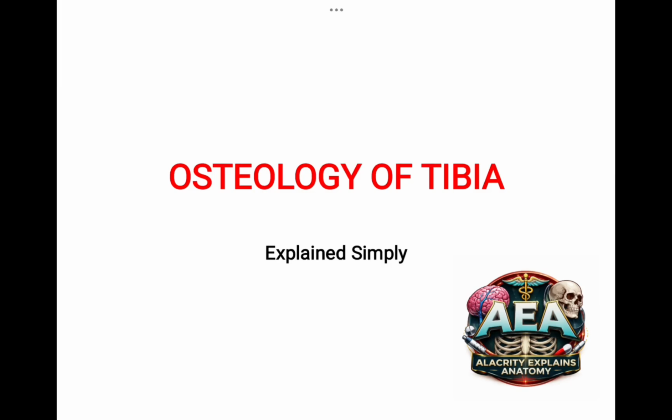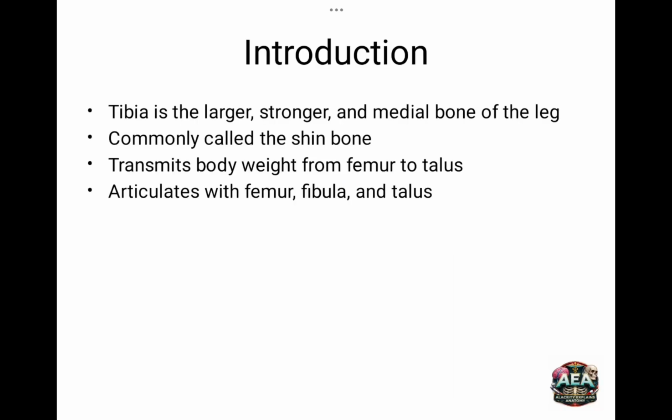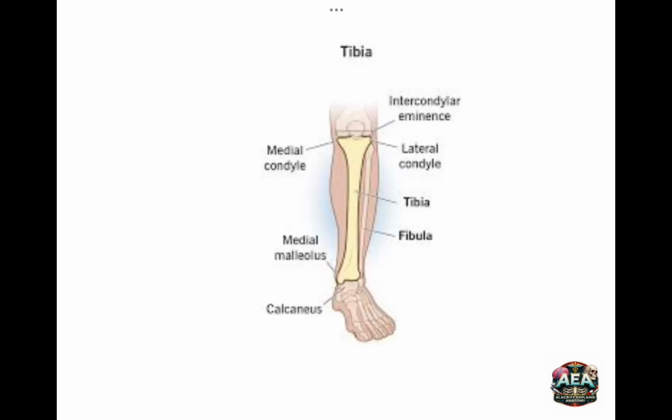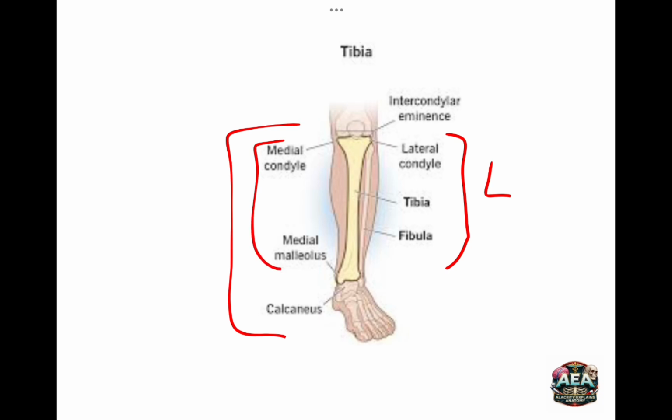Today we're going to be looking at the osteology of the tibia. Now, let's take an introduction. The tibia is the larger, stronger, and medial bone of the leg. Now, this is the leg, right? And this is the lateral aspect of the leg, and this is the medial aspect of the leg. So this is the tibia. There are two bones in the leg. There is tibia, there is fibula.